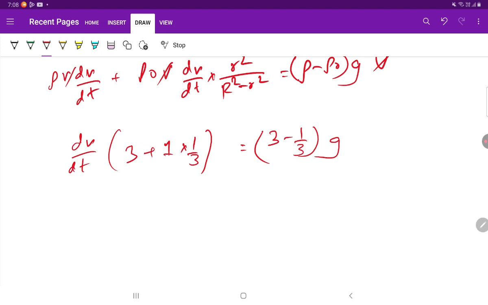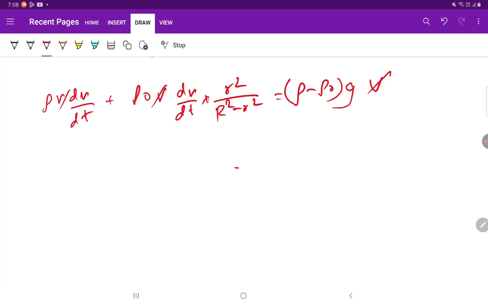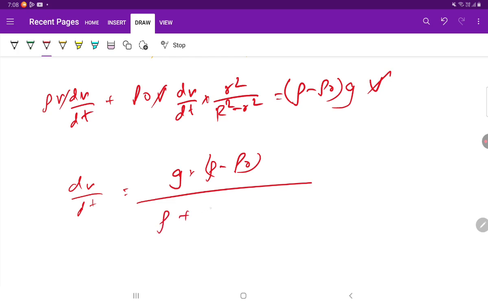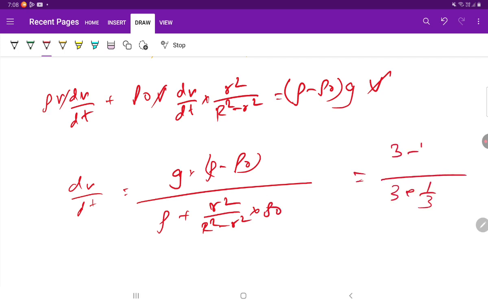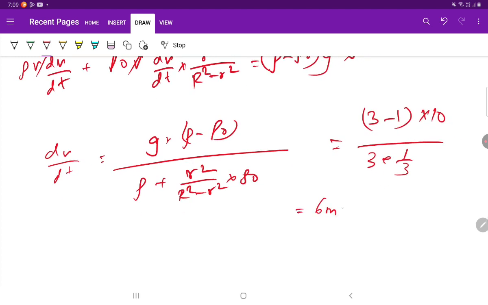So basically my final answer will come out to be dv by dt equal to g times (rho minus rho naught) by (rho plus rho naught times small r square by (capital R square minus small r square)). You will end up with (3 minus 1) into 10 over (3 plus 1 by third), and the final answer will come out to be 6 meter per second square.